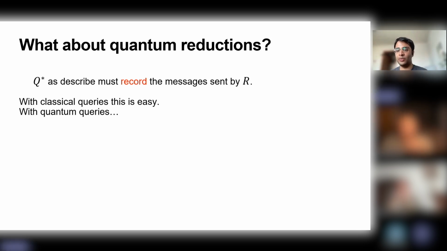It's indistinguishable from some unbounded classical adversary. However, when R is quantum, R has another way of telling if your algorithm is doing something quantum or not, and that is by making quantum superposition queries. And for our Q star, as naively described, to work, it must record what messages R is asking.